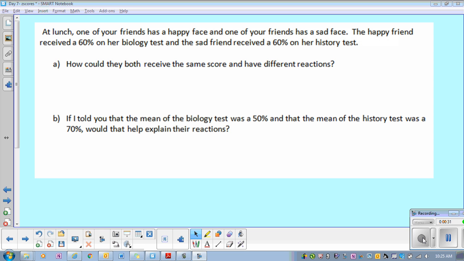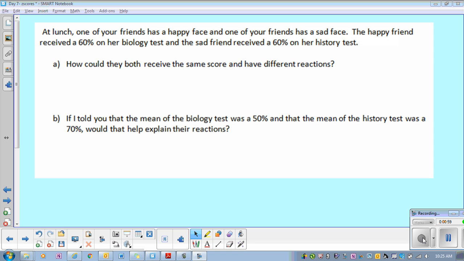Maybe they all have different attitudes about school. Sure, that could be true. But how could they both receive the same score and have different reactions, besides that? What else? That class that you grade on a bell curve. Yeah, maybe graded on the curve. Right? Like so many different reasons. But two same scores, different subjects.